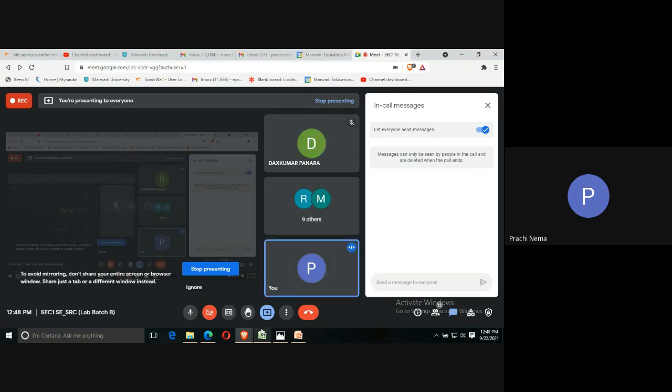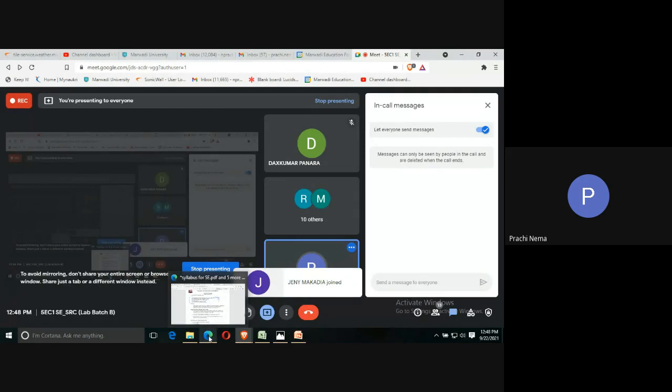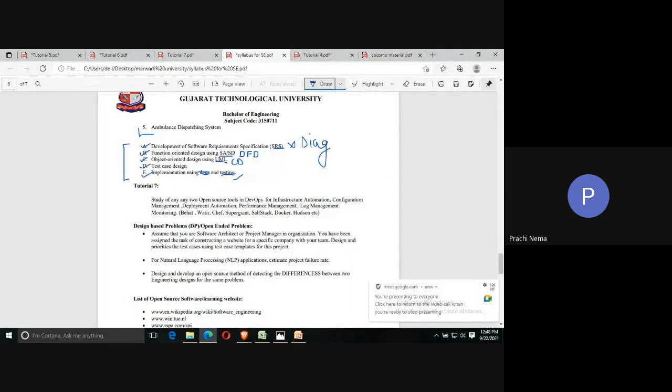Okay, now let's move on to the next tutorial, the last one, that is your tutorial number 7. Here you have to do a case study. Case study of what? For that, you need to study the concept, the technology, which is DevOps. What is this DevOps? Let us study that first. Then you will easily understand what this tutorial is about.